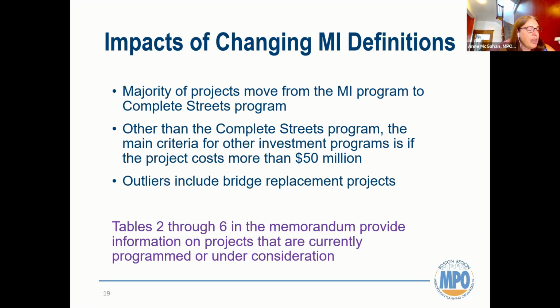So for all other investment programs other than the Complete Streets program, the main criteria is if the project costs more than $50 million. So any intersection, bicycle, pedestrian, or transit modernization project that costs over $50 million is considered a major infrastructure project, although we probably won't have too many of these types of programs in those investment programs.